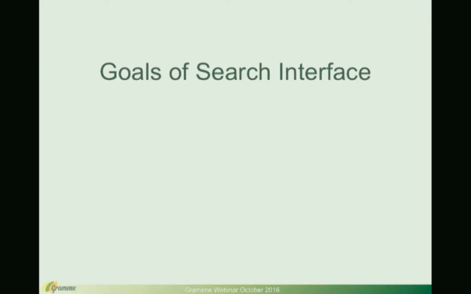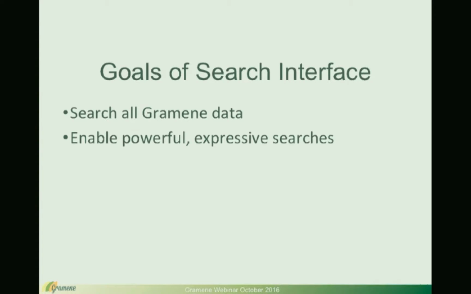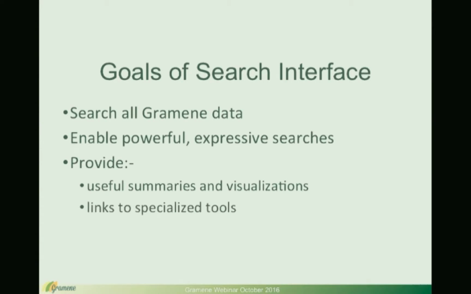Some goals of the search interface. First of all, we want to be able to search all of Gramene's data from these various repositories and silos. Currently, we are focusing on genes, and we will also be adding phenotype data and things linked to variations that have not been indexed yet. We want this search interface to allow you to easily perform powerful, expressive searches, and we want to provide useful summaries and visualizations of the result set, as well as links to specialized tools. And above all, we want this to be fast.